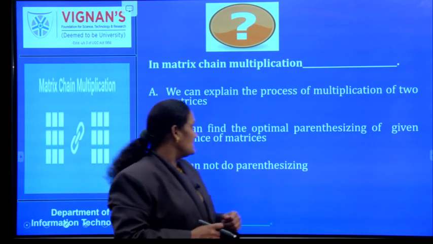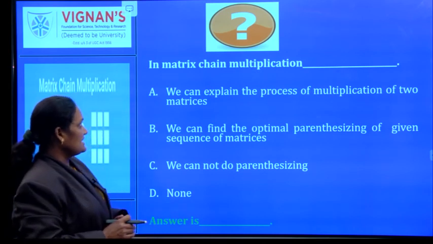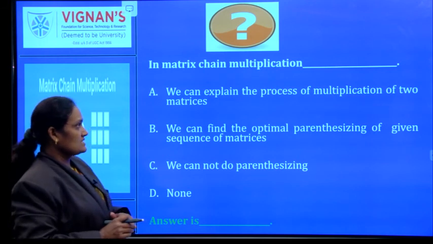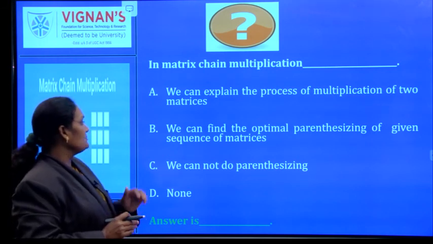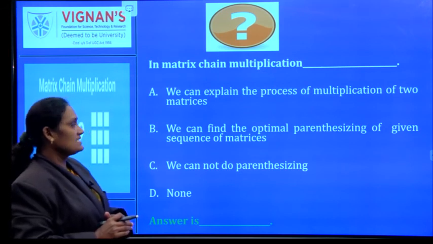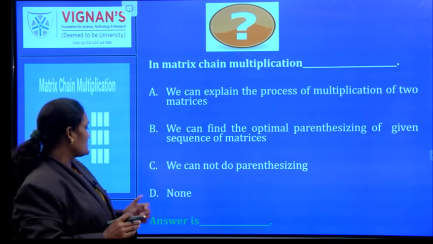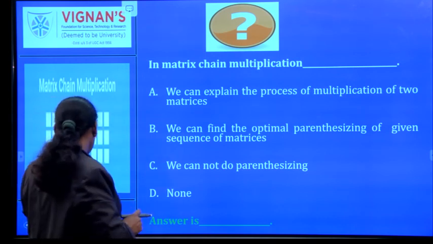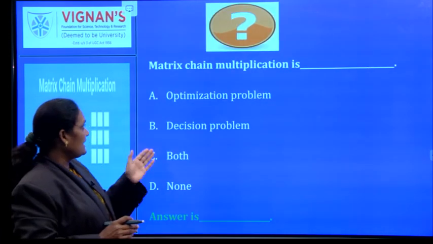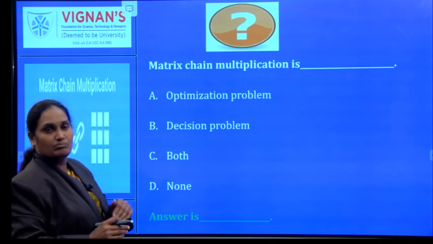Now to assess yourself, I have given some questions. Answer these questions. The first question is, in matrix chain multiplication, option A, we can explain the process of multiplication of two matrices. Option B, we can find the optimal parenthesizing of a given sequence of matrices. Option C, we cannot do parenthesizing. Option D, none. The next question is, matrix chain multiplication is option A, optimization problem. Option B, decision problem. Option C, both.